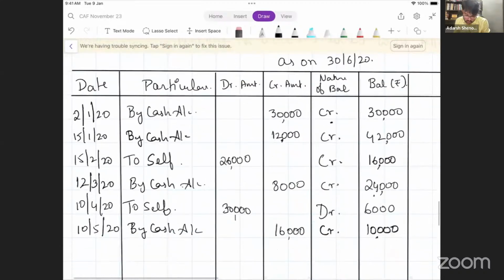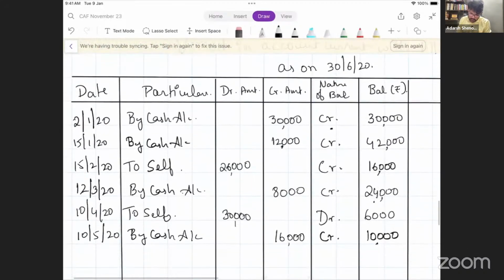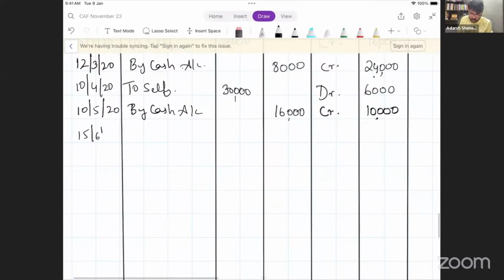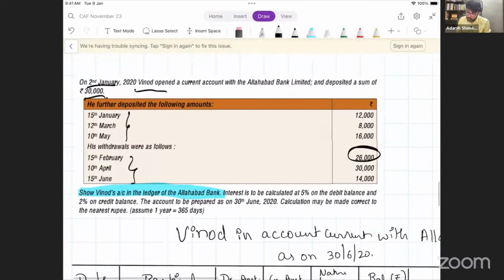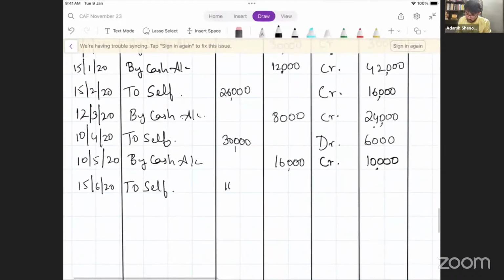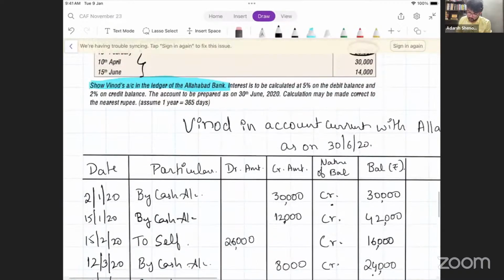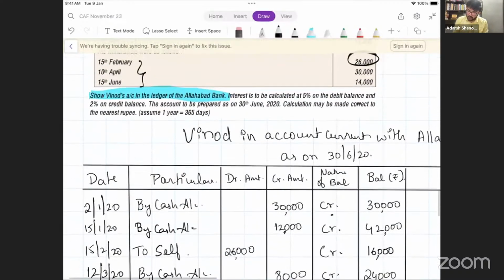Next, 15th June, he's withdrawing money. So the entry is Vinod's account debit to cash account. So we write to self over here. He's withdrawing 14,000 rupees, so we have to debit his account with 14,000 rupees. So 10,000 credit balance, I'm debiting 14,000. 10,000 credit, 14,000 debit. What is more? Debit is more, by how much? 4,000. So I'll write debit balance 4,000. I hope all of you have understood this.